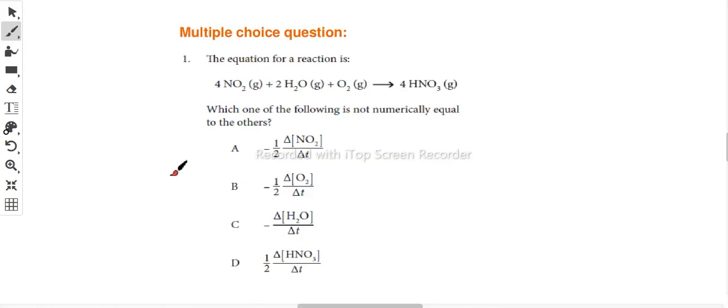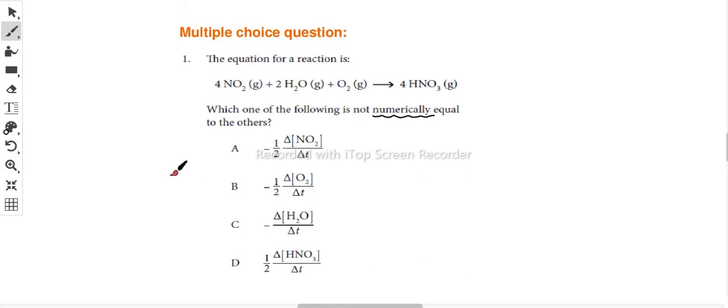I've got here a past paper question. The question is, the equation for a reaction is 4NO2 plus 2H2O plus O2 to form 4HNO3. Which one of the following is not numerically equal to the others? They are trying to ask me here about the rate equation.